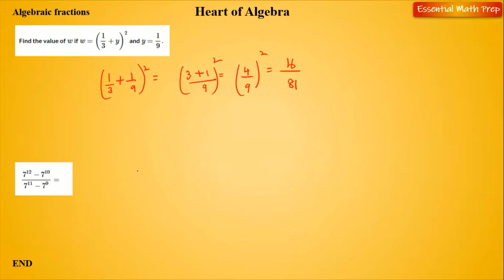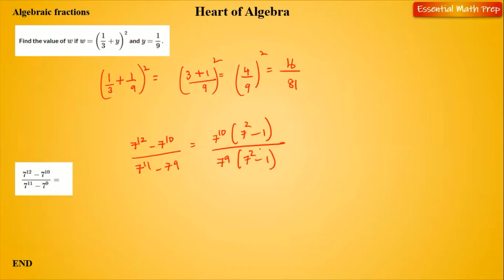All right, let's wrap up this video. So 7 to the power 12 minus 7 to the power 10, divided by 7 to the power 11 minus 7 to the power 9. The common factor in this is 7 to the power 10. So it'll be 7 squared minus 1. And here it's 7 to the power 9. So it'll be 7 squared minus 1. The 7 squared minus 1 cancels out.